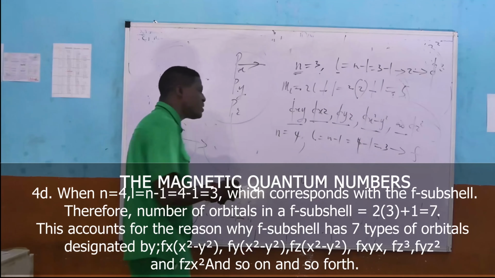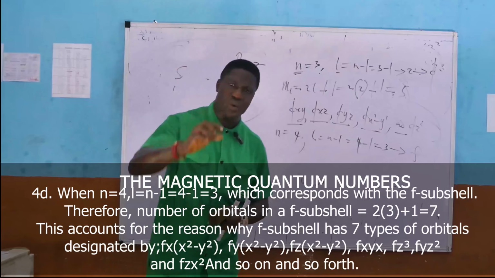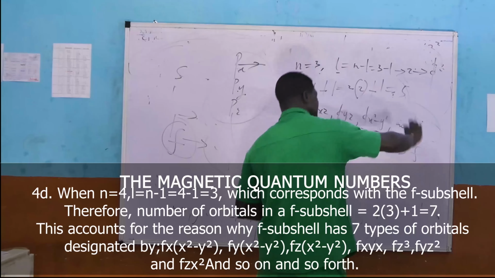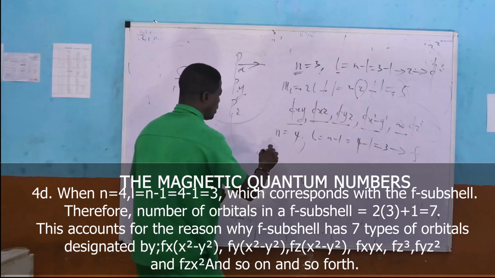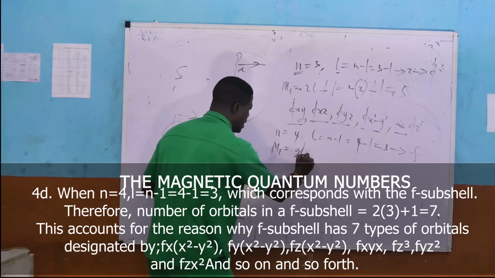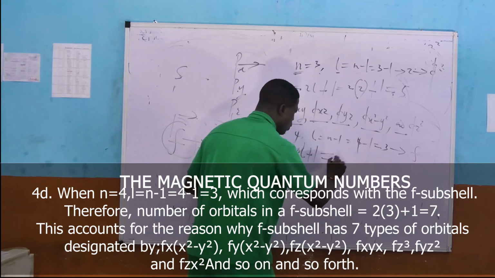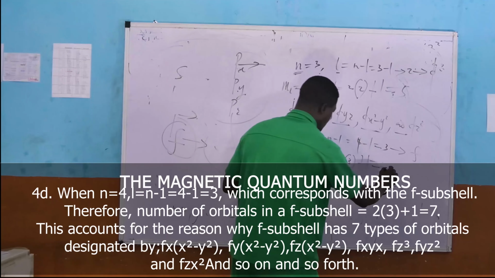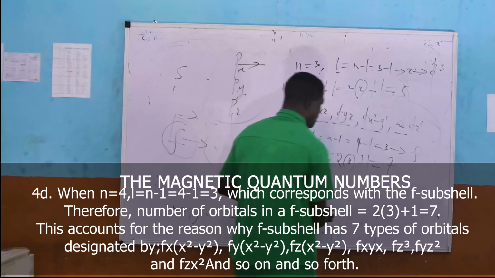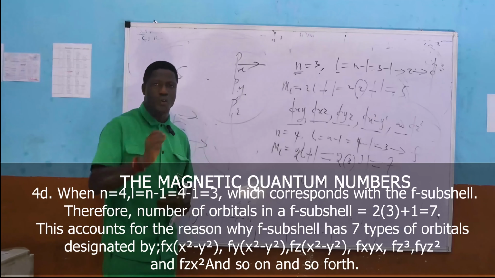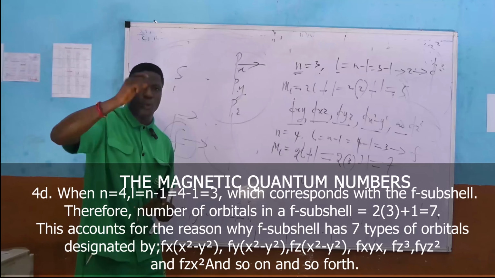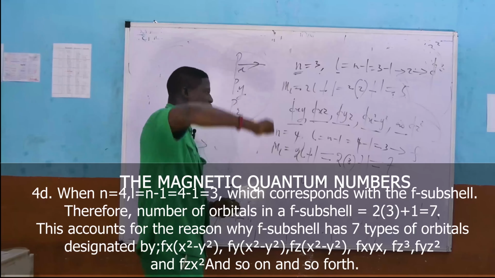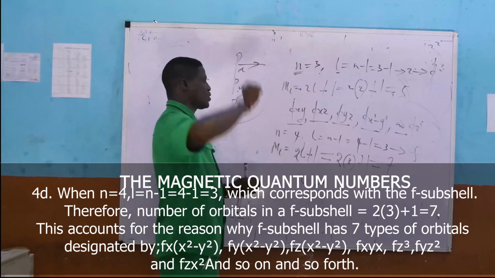The question is, how many subshells do you have in the fundamental orbital, otherwise known as the F subshell? It is Ml equals 2l plus 1, and that is equal to 2 into bracket 3 plus 1, and that will produce 7. Meaning that there are 7 types of the F atomic orbital. In other words, you have 7 subshells contained in the F subshell.